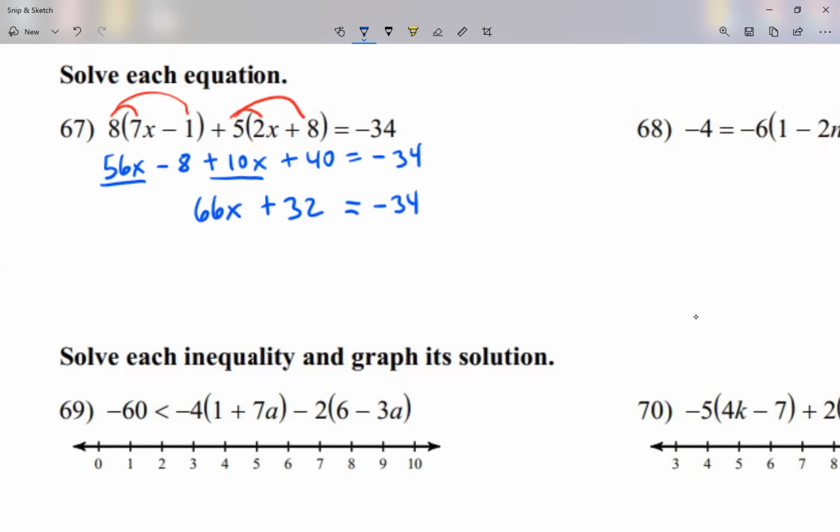For equations, when we have an equal sign, I can have the letter on the left side or I can have it on the right side. It doesn't matter. For inequality, it does matter. But for equal sign, it doesn't matter. So I'm going to keep the x on the left side. Anything that doesn't have an x, I'm going to move it to the right side. So this positive 32, let me move it over as a negative 32. Don't forget to switch the sign. So I have 66x equals negative 66.